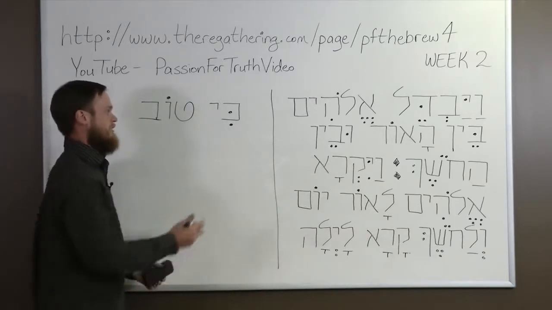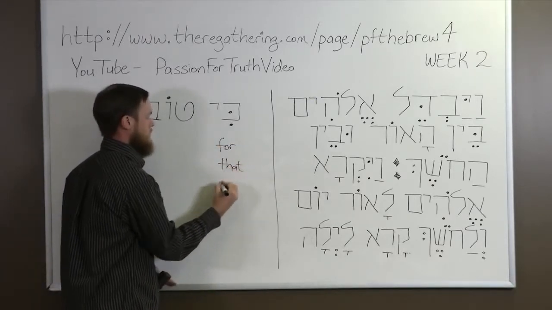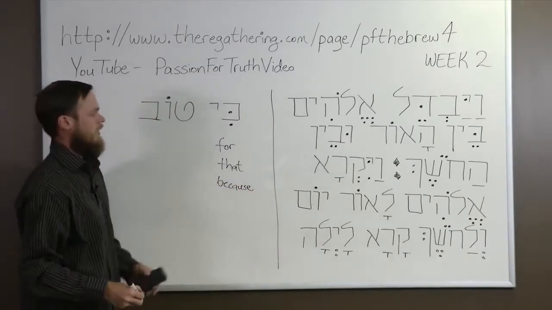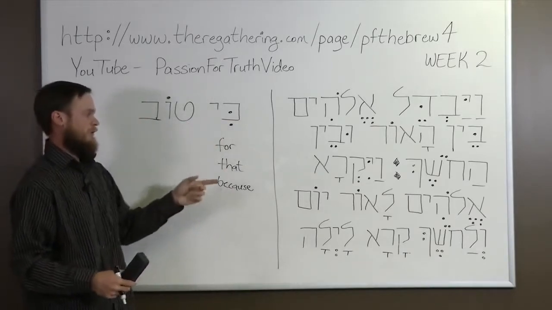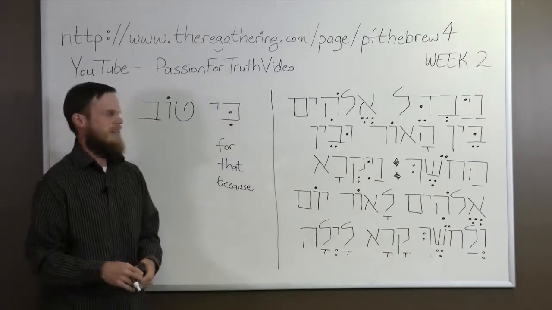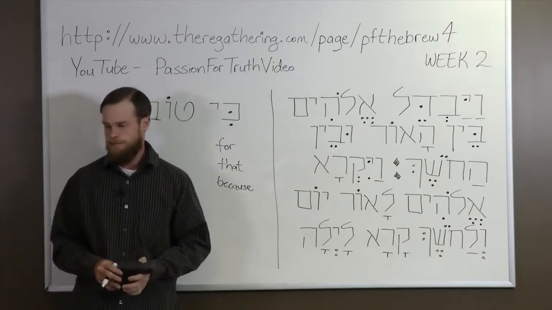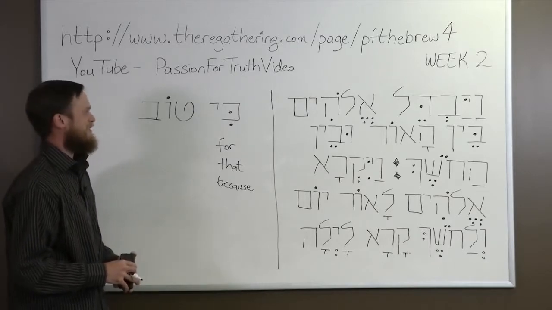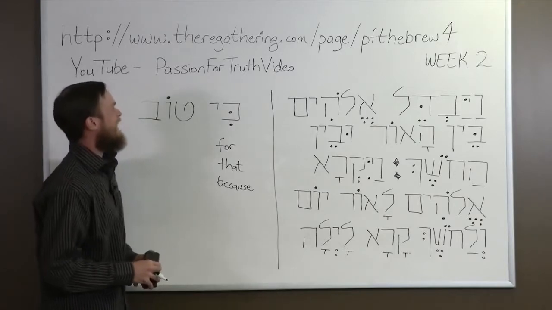So ki can be rendered various things. For, that, occasionally because. That and because, of course, are opposite causative phrases. It's either because of what comes after, or this happened in order to cause what comes after. So ki's a little funny like that. Usually context tells you which way it's got to be.